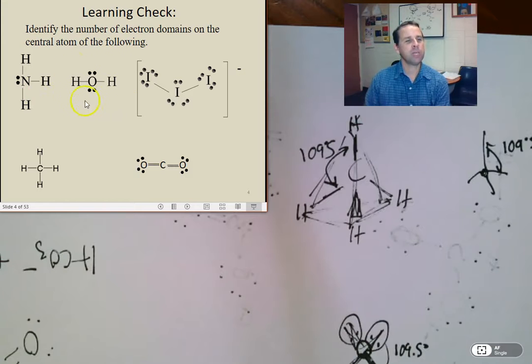So how many regions of electron density are around oxygen, did we say, in water? One, two, three, four. Good. How about this iodine here? How many regions of electron density are around this iodine? So count them up, get a number in your head. All right, is it five? Did you think five? That's right. One, two, three, four, five. Five regions of electron density.